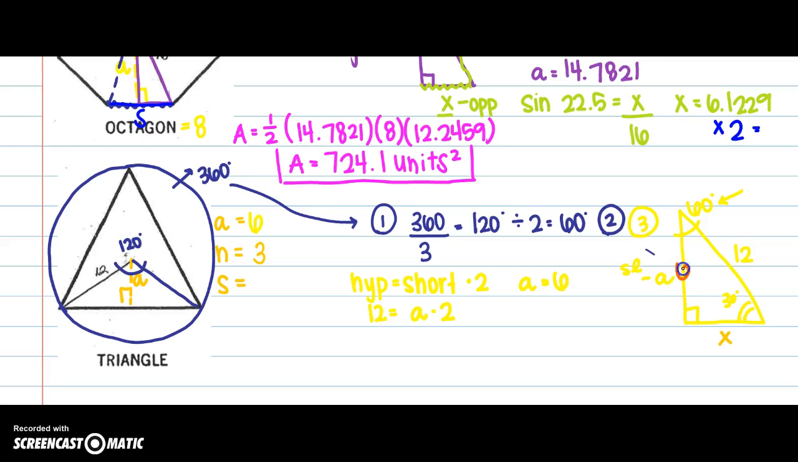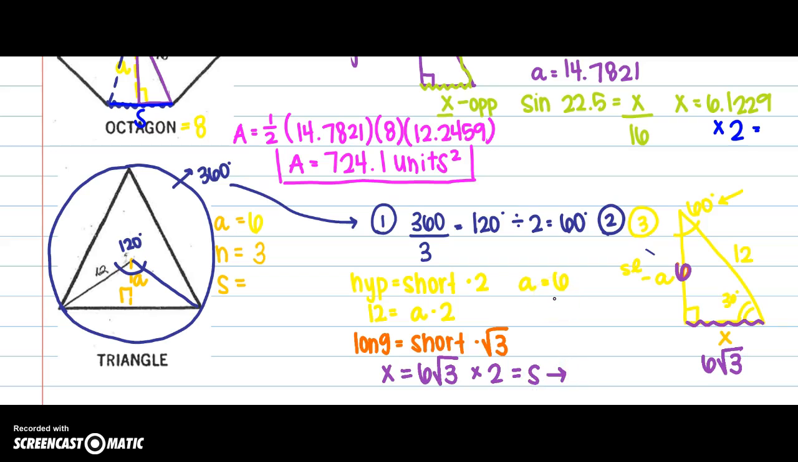Alright, so 6 goes here. Now, I know that my long leg equals my short leg times the square root of 3. Again, you can use SOHCAHTOA if you would like to. So, I'm going to say my long leg, x, equals my short, 6, times the square root of 3. So this x becomes 6 square root of 3. But remember, I need to multiply that by 2 to get my s.